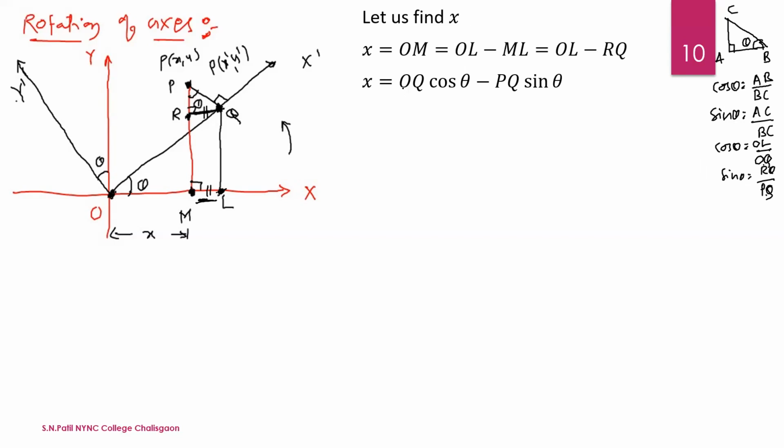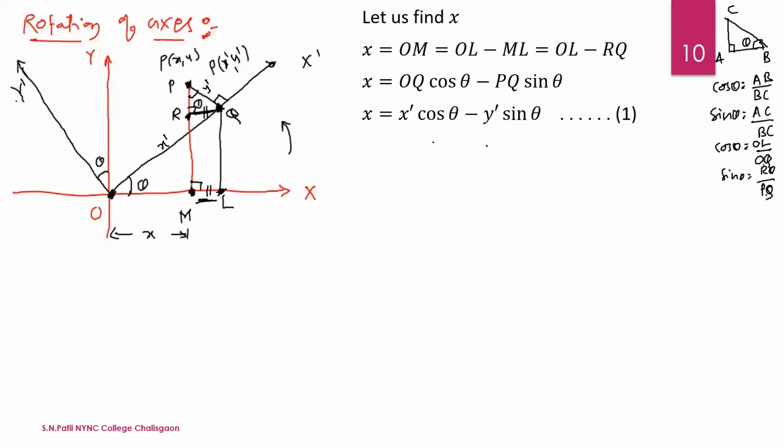Now see, what is the length of OQ? From the diagram, the length of OQ is x dash. So we write here x dash. And what is the length of PQ, which is y dash? It can be written as x is equal to x dash cos theta minus y dash sin theta. We find the x. Similarly, we find the y.